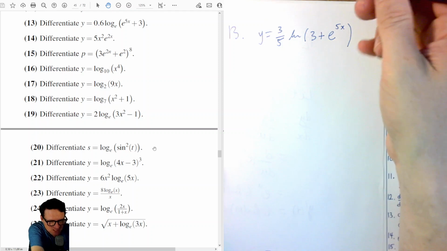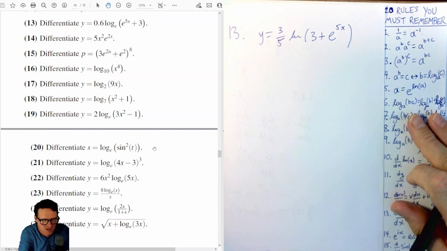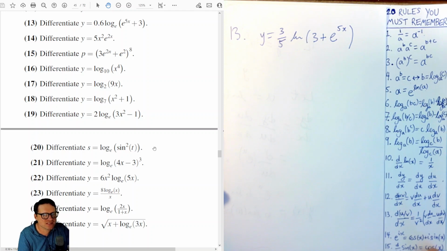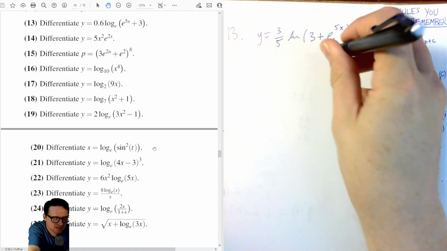Now we're asked to differentiate this. So look at its form before you even write anything down. What form have we got? We've got a constant times a natural logarithm of a function of x. In other words, it's a function of a function, and so we need to use the chain rule and set out a u.